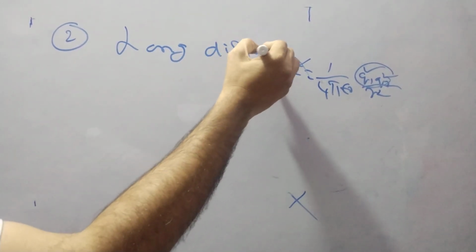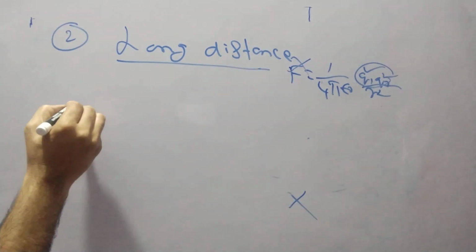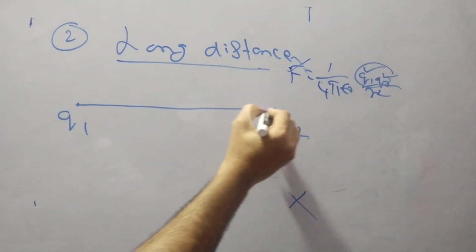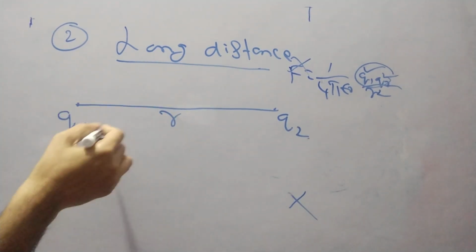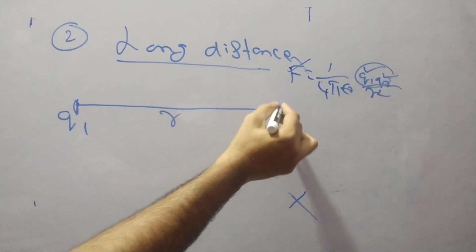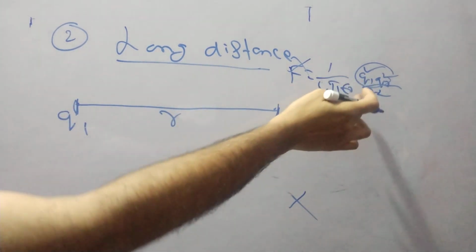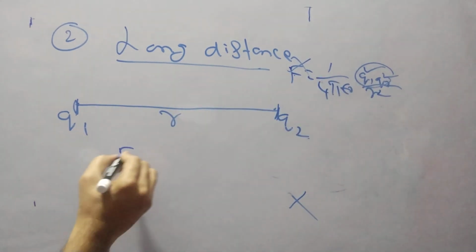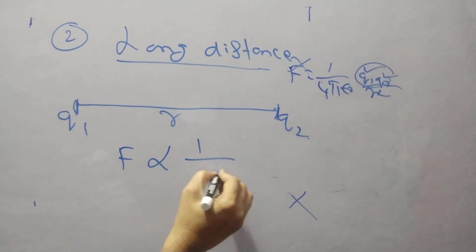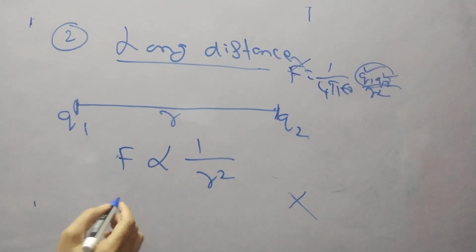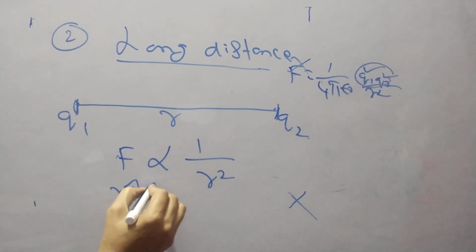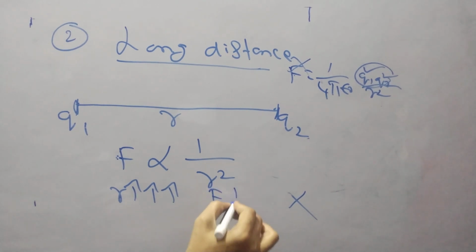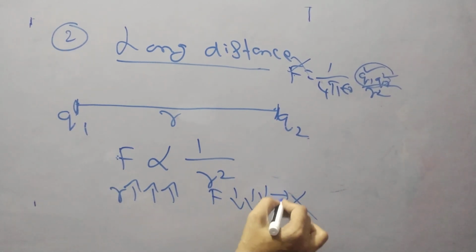Long distance, the charges should not be separated. So what is long distance? If charge Q1 is here and Q2 is here, separated by distance r, we take the distance between the two charges in Coulomb's law, by r square. If the distance is more, you can see in this formula that F is inversely proportional to 1 by r square. If the distance is more, your force will be low. When r is more, r square will be very large, and at that condition your force will be less and nearly equal to 0.